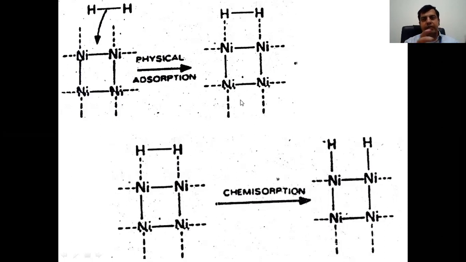So adsorption has two types, which are called physical adsorption and chemical adsorption, or in other names we can call it physisorption, or here we can call it chemisorption.